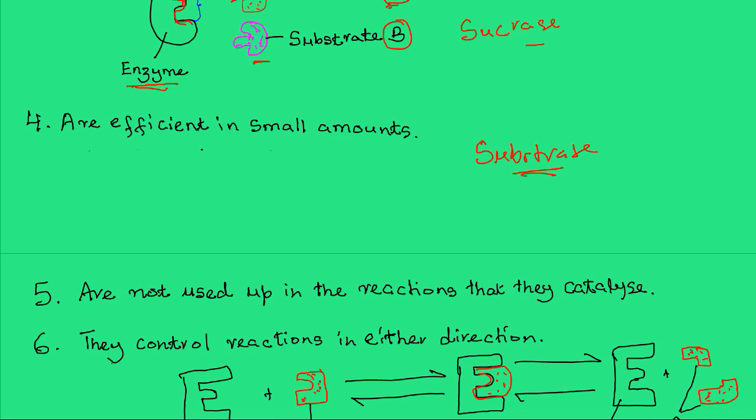This is mainly because enzymes are not used up in the reactions that they catalyze, and so they can be used again and again. Which brings us to the next property, that they're not used up in the reactions that they catalyze. So because of this, a small amount is sufficient and they can be used over and over again.